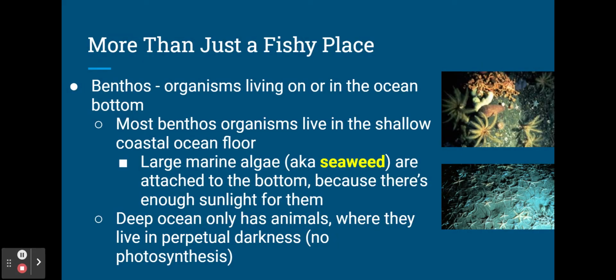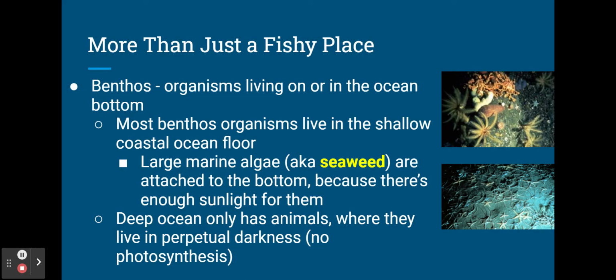You see things like seaweed, for example, that are attached to the bottom of the ocean because there's enough sunlight in that area, so they can survive. You might see the larger algae and other kinds of organisms, like plants and animals that eat off of those things.